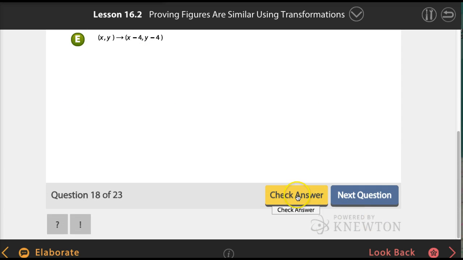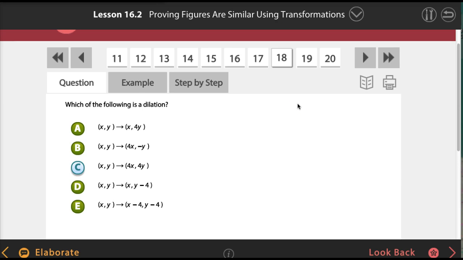Okay, so again, let's check our answer. Make sure that everything is working fine. Okay, now let's go ahead and move on to 16.4, and I'm gonna be done. I'm just going to do module 16 with you today. Okay.